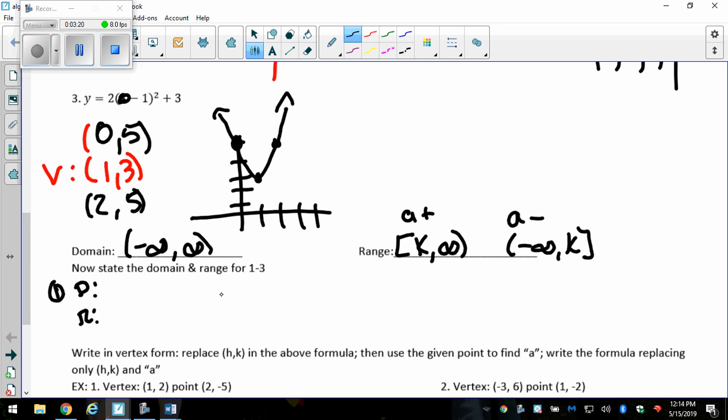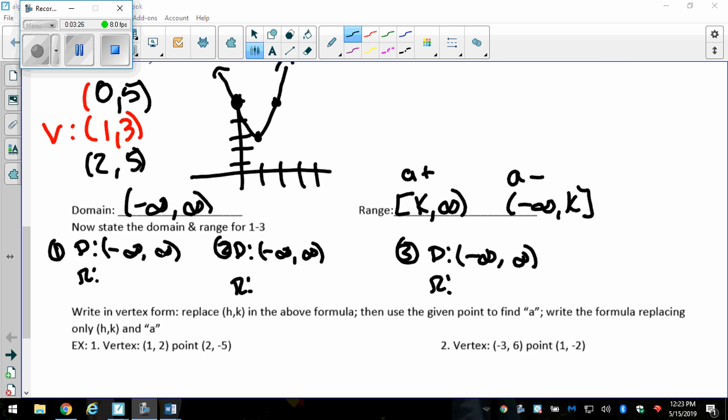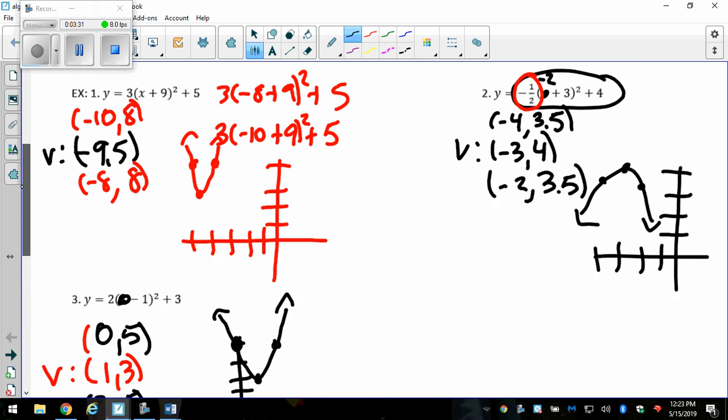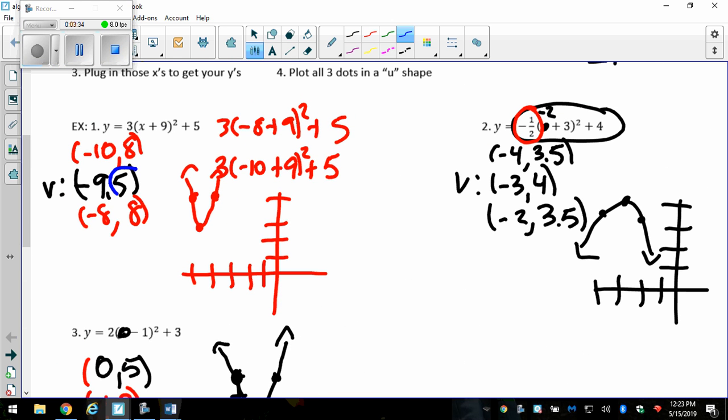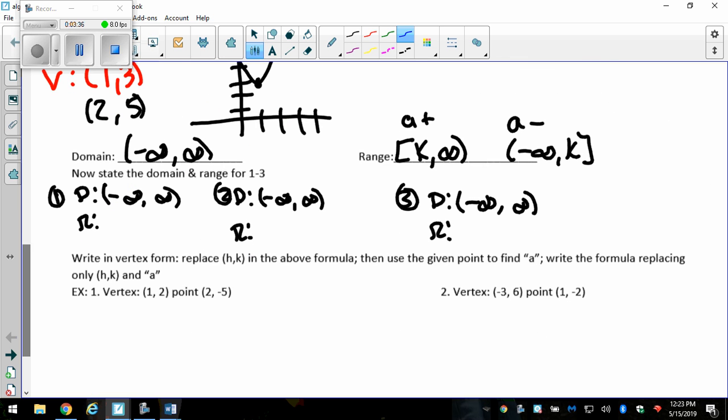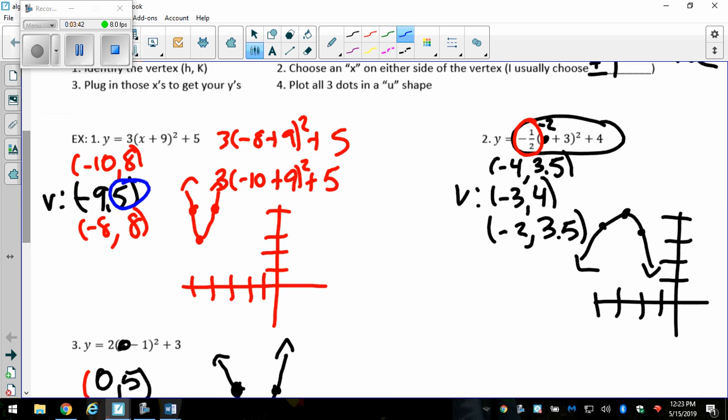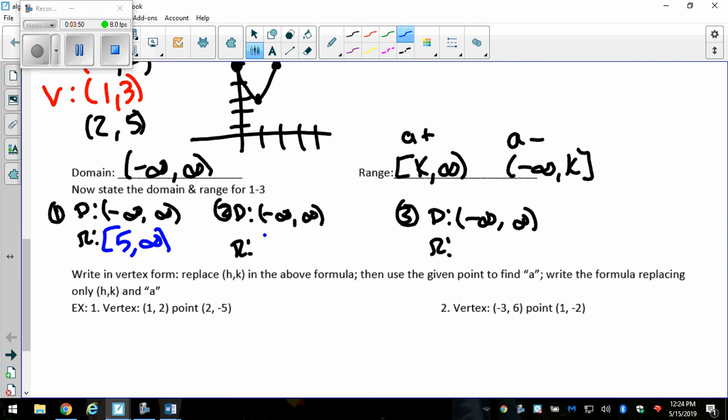Let's go ahead and write down our domain and ranges for all 3 problems. As you see, the domain for all of them is negative infinity to infinity. Now the range is going to depend on the y value of the vertex. Number 1, you can see your y value of the vertex is a 5, and it's pointing up, so we're going to say this one is a bracket with 5 to infinity. Number 2 was pointing down, so we're still going to use the vertex y value, 4, but this time it's going to be negative infinity to 4, since it's pointing down. And number 3, the vertex y value is 3 and it's pointing up, so it's going to be 3 to infinity.